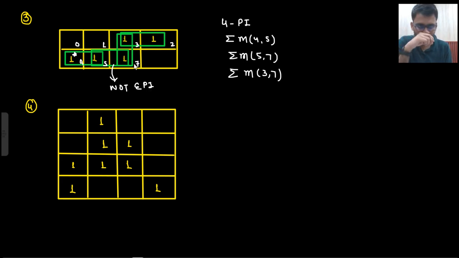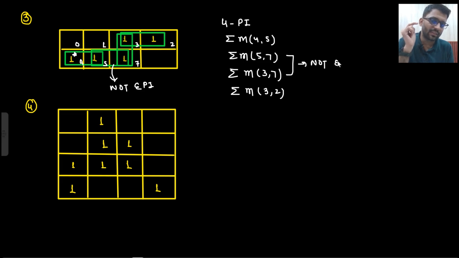Now I will go to this group, 3 and 7. I will ask 7, do you have any other option than 3? He will say, yes, I have the option of 5. 7 has another option. Now I will go to 3 and ask him, do you have any other option other than 7? He will also say, yes, I have another option, that is 2. So 3 can go with 7, 3 can go with 2 as well, and 7 can also go with 5. So 7 has the 7, 5 option, and 3 has option 2. So this is also not an essential prime implicant. So these 2 are not EPIs.